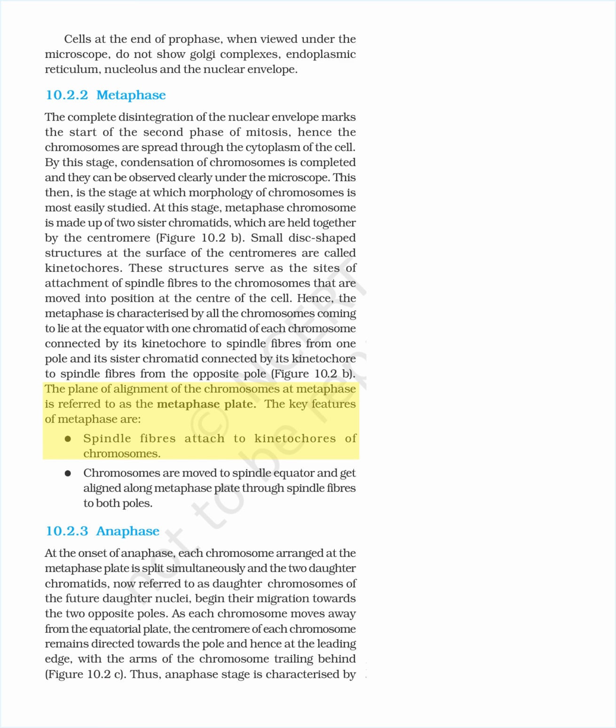The key features of metaphase are: Spindle fibers attached to kinetochores of chromosomes. Chromosomes are moved to the spindle equator and get aligned along the metaphase plate through spindle fibers to both poles.